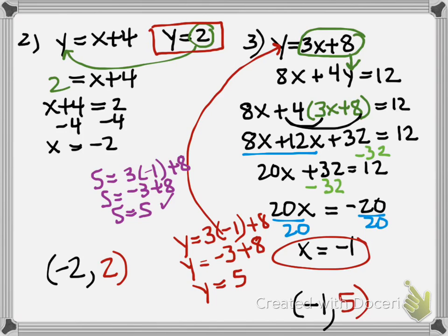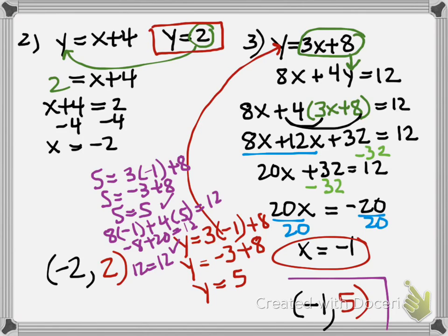So let's try the other one. We're going to have 8 times the x value, negative 1, plus 4 times the y value, 5. Does that equal 12? So we have negative 8 plus 20 equals 12. What's negative 8 plus 20? 12. So I get 12 equals 12, which is true. So that verifies, yep, you found the right answer.